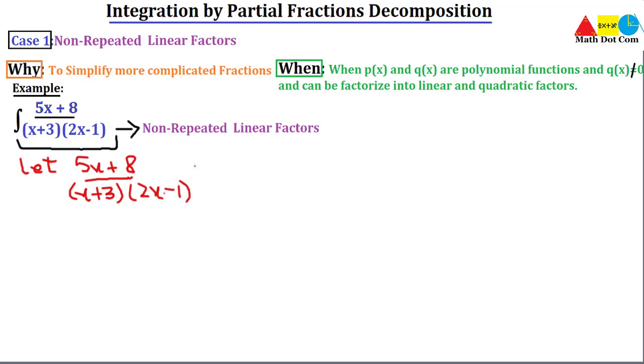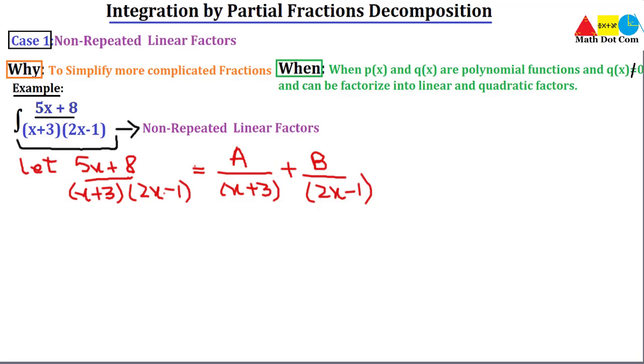So we will equate it to a, it could be any variable, you can take any variable other than x, divided by x plus 3. One factor will be placed below this, plus b divided by 2x minus 1. So you have to make the assumption like this. Let's solve it further in order to find the values of a and b.